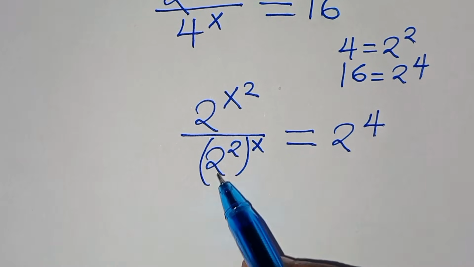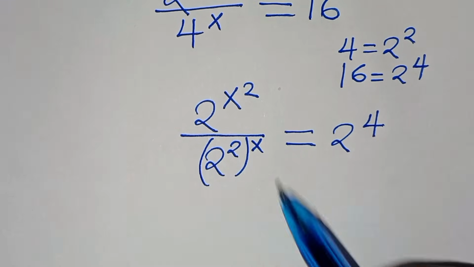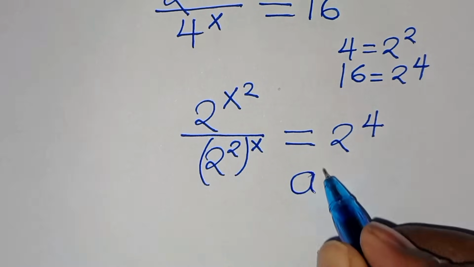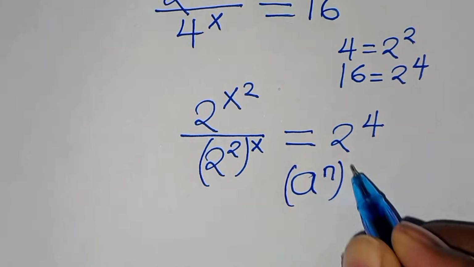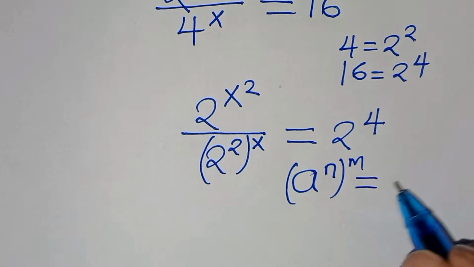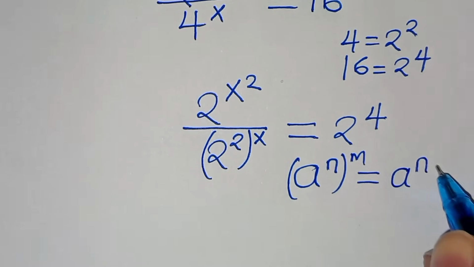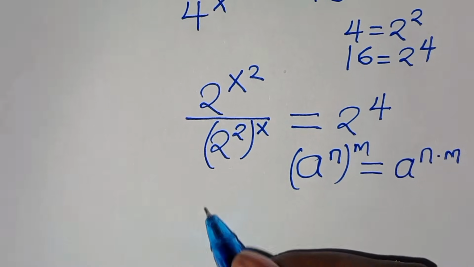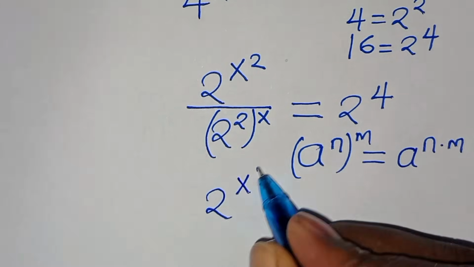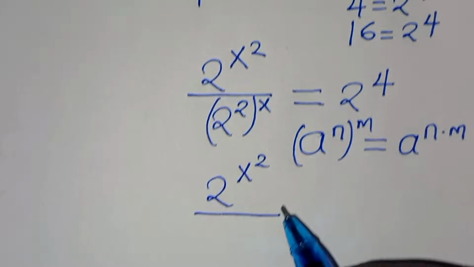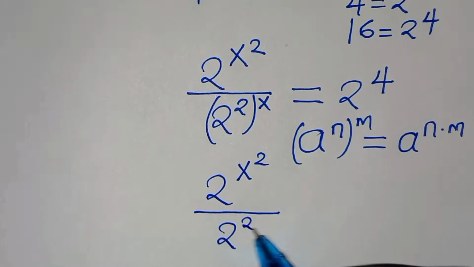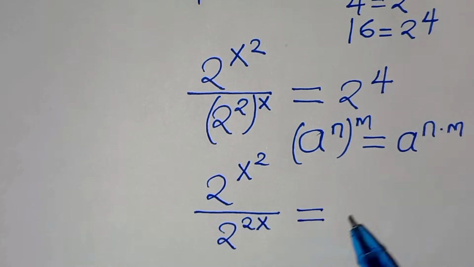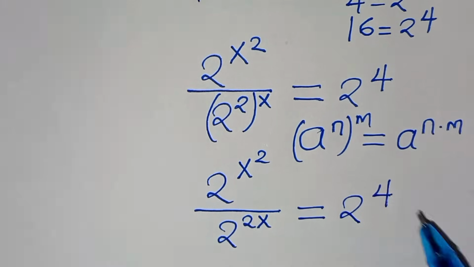The next step is that 2 to the power of 2 raised to the power of x is in the form of a to the power of n raised to the power of m, which we can express as a to the power of n times m. Applying this exponent property, we have 2 to the power of x squared divided by 2 to the power of 2x. This is equal to 2 to the power of 4.